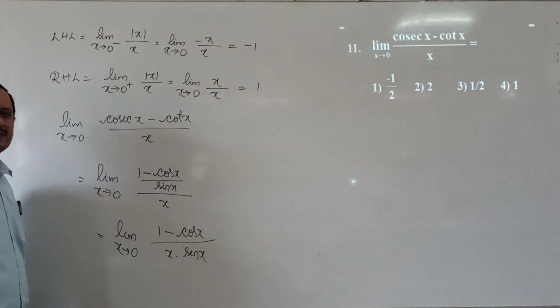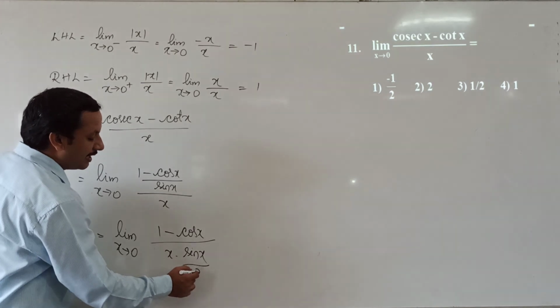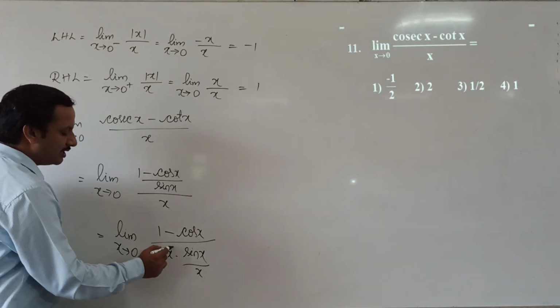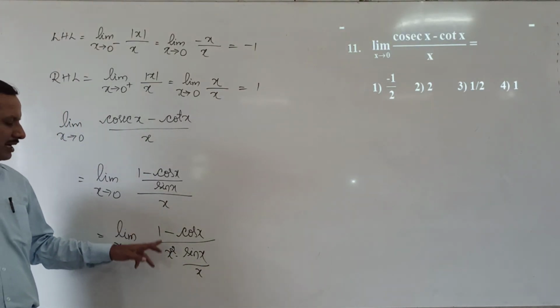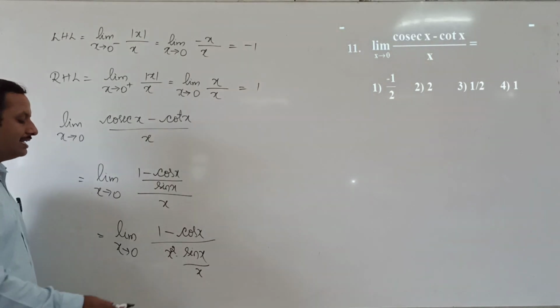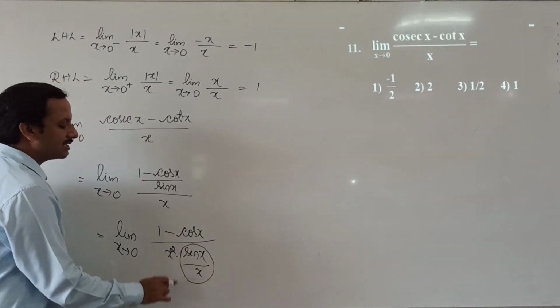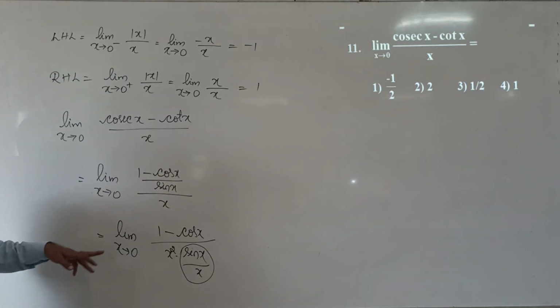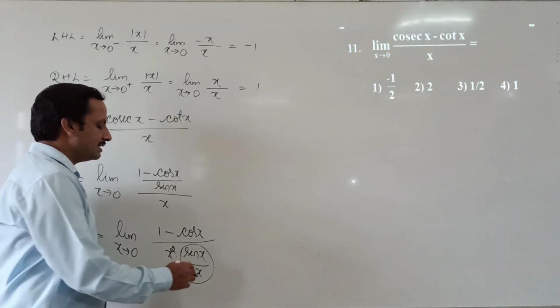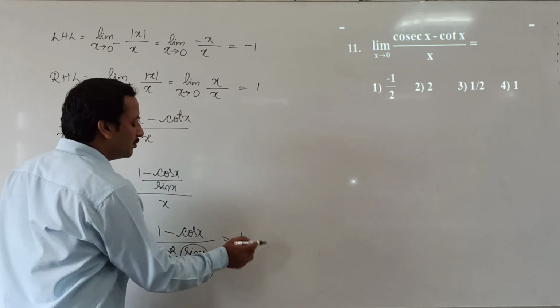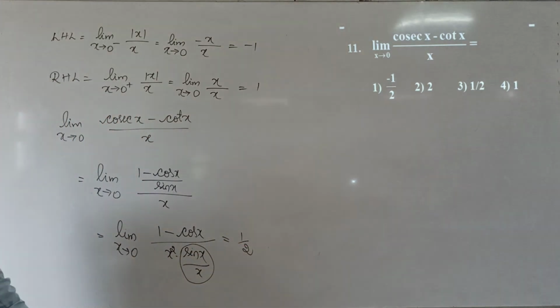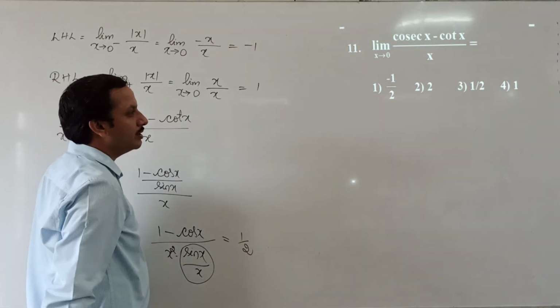Here you have sin x in the denominator, so in the denominator I will write x here. So to compensate I will multiply by x. So here I have multiplied and divided by x. As x tends to 0, sin x by x becomes 1. And as x tends to 0, 1 minus cos x by x square becomes 1 by 2. Standard result, should know. So 1 by 2 is the answer.